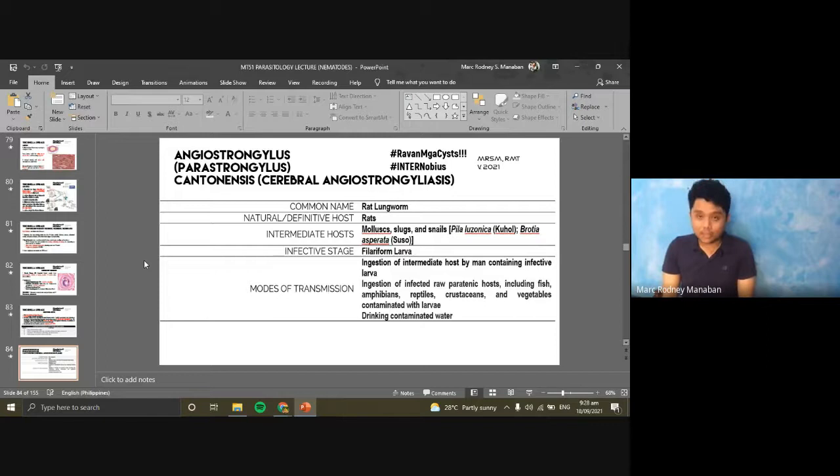All right, so that's for Angiostrongylus cantonensis, your rat lungworm, because again, the natural or definitive hosts are your rats. Okay, so that's the important information for Angiostrongylus cantonensis.